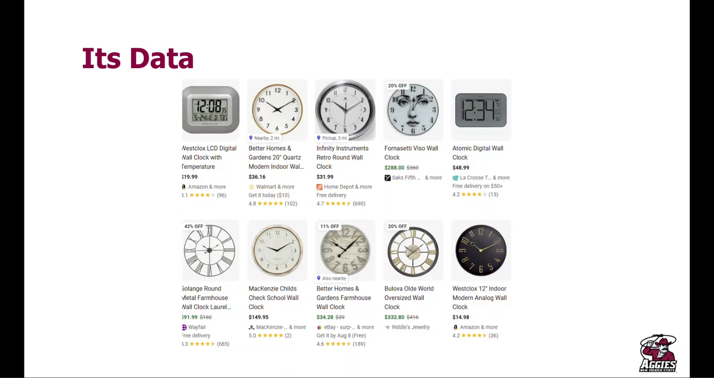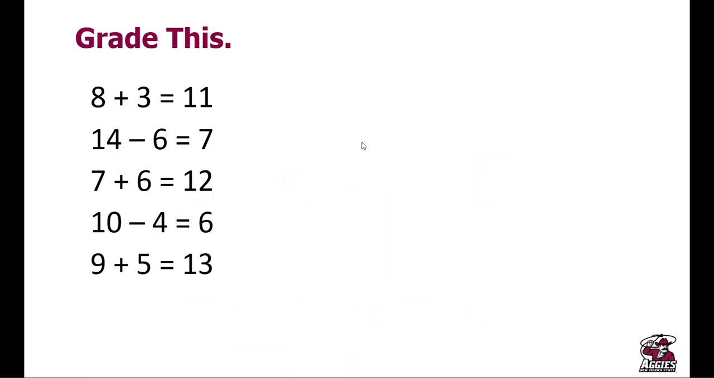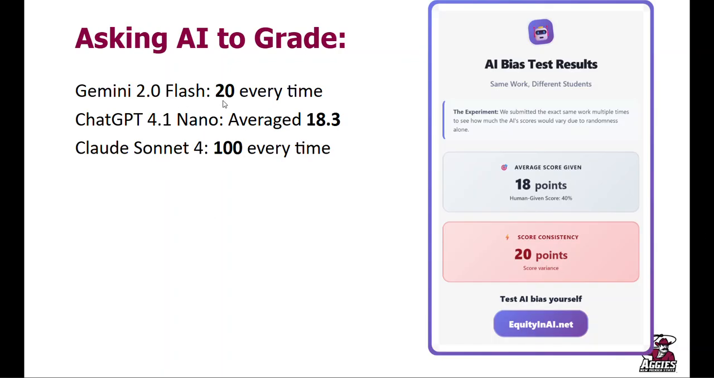Here's another example. What if I asked it to grade something? I asked it to grade this, and we know that this one's wrong, and this one's wrong, and this one's wrong. So it should be 2 out of 5 correct, 40%. Well, I asked AI models to grade this a whole bunch of times, and this is what I got. Gemini gave 20 every time. ChatGPT 4.1 Nano gave 18.3 every time, and Sonnet Claude gave 100 every time.